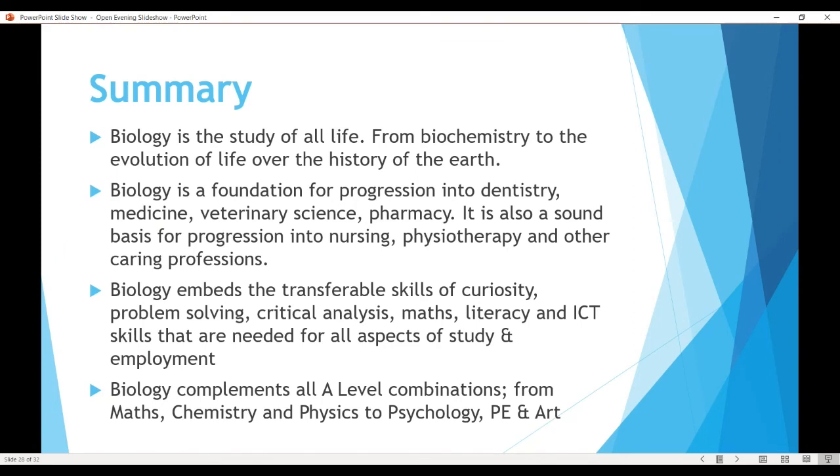There are a number of transferable skills that you get from studying biology, such as curiosity, problem solving, critical analysis. It helps with improving your math skills, literacy, and ICT skills are all things that you need to study biology effectively, and you will need in employment. Biology complements all A-level combinations from maths, chemistry and physics to psychology, PE and art.